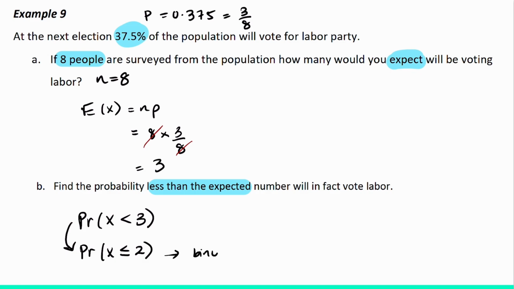So this is going to be my binomial CDF because it's an interval. My number of trials is 8. My probability of success is 0.375 or 3 on 8. My lower bound is 0 and my upper bound is 2. When you type that into the calculator, you should get 0.3697.